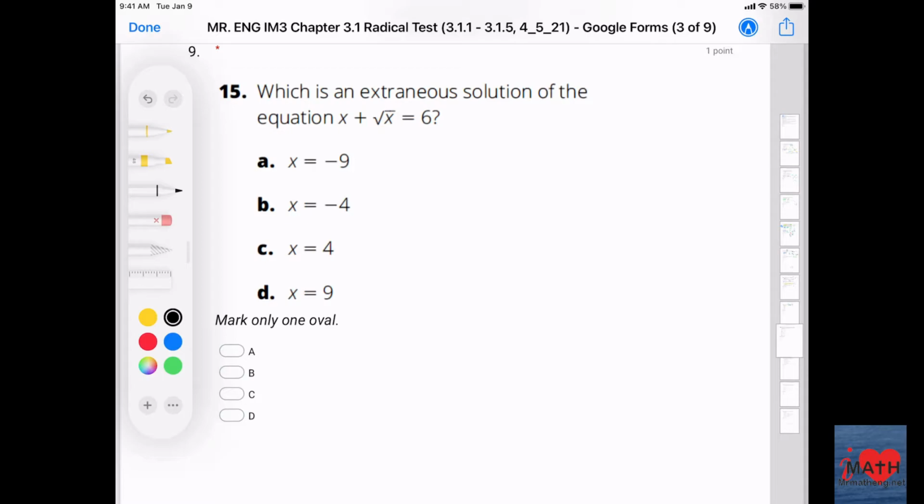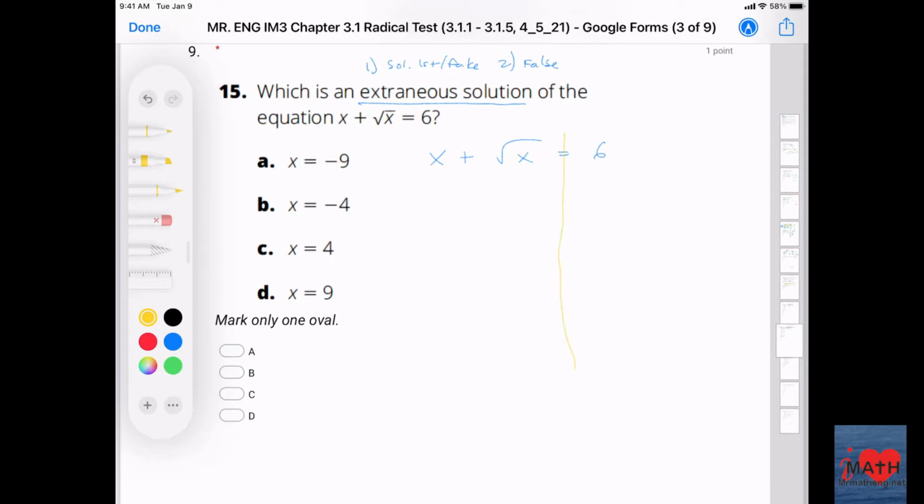Number 15 here, which is an extraneous solution? How do I describe an extraneous solution? It's a solution at first, but it's really a fake, because when you check it the second time, it actually makes it false. It's an imposter. It looks like one, but it's not really. Let's try this problem. X plus the square root of x equals 6.